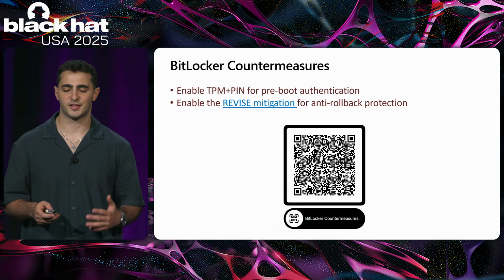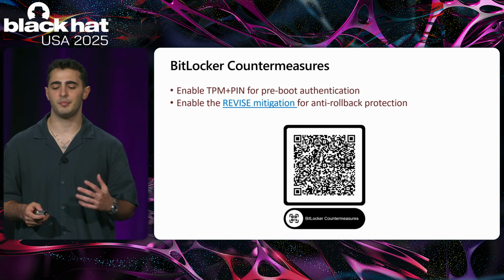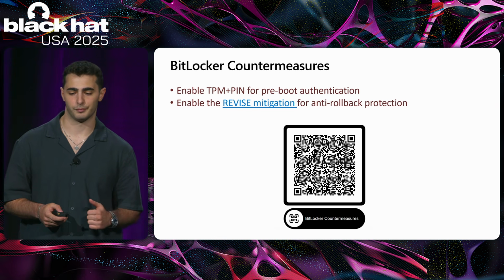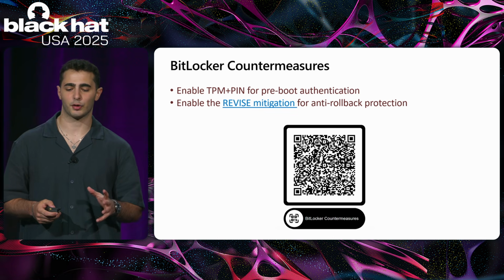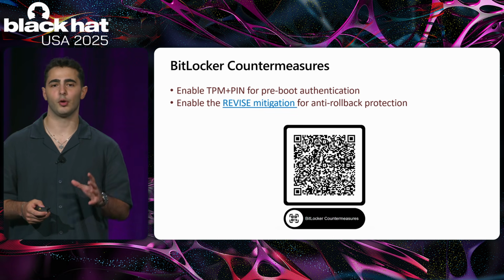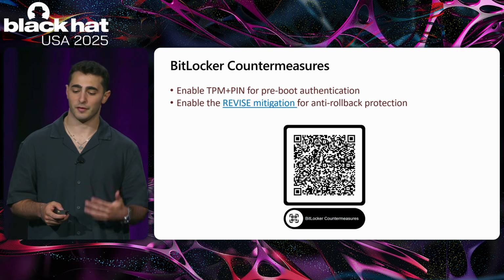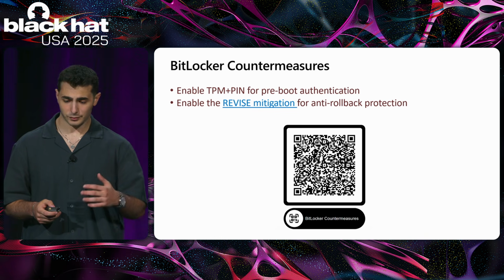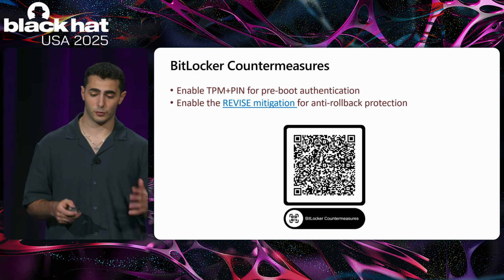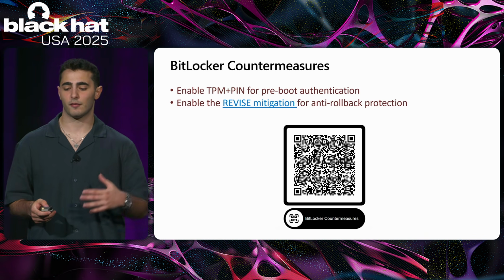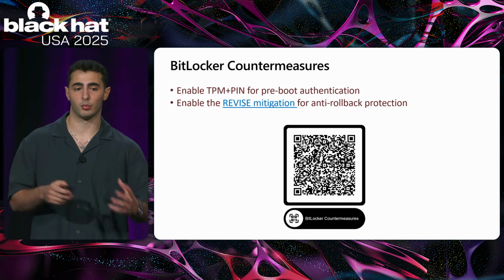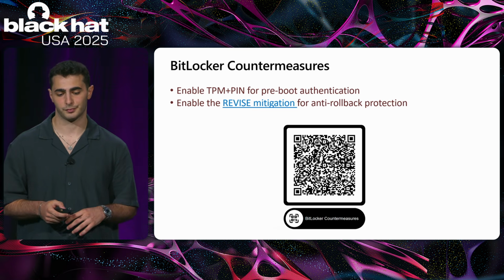To further enhance the security of BitLocker, we recommend enabling TPM plus PIN for pre-boot authentication. This significantly reduces the BitLocker attack surface by limiting exposure only to the TPM. So if TPM plus PIN is already enabled on your machine, or if you enable it, you're fully protected from BitLocker bypasses that originate from WinRE, specifically from boot components, from the logon screen, and other attack surfaces.